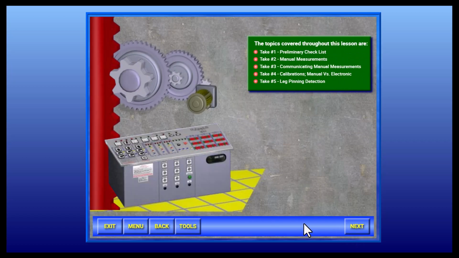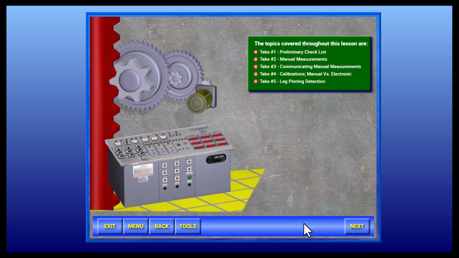The topics covered throughout this last lesson are: Take 1, preliminary checklist. Take 2, manual measurements. Take 3, communicating manual measurements. Take 4, calibrations, manual versus electronic. And Take 5, leg pinning detection.